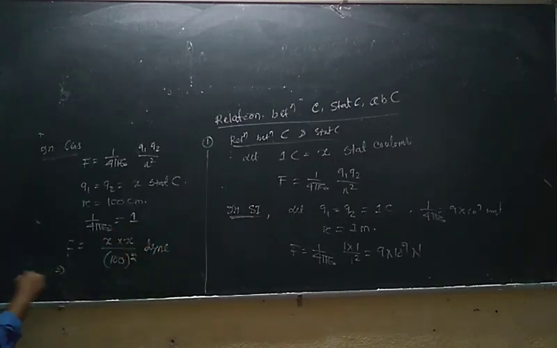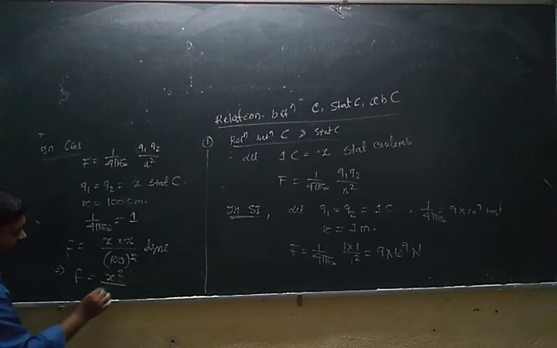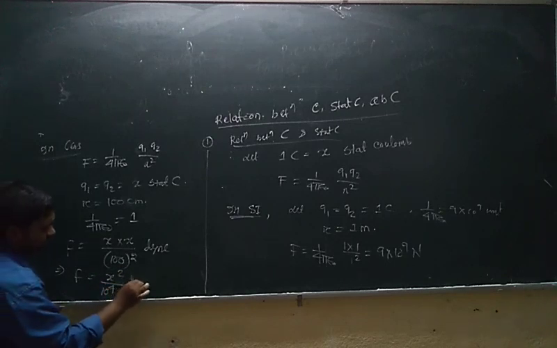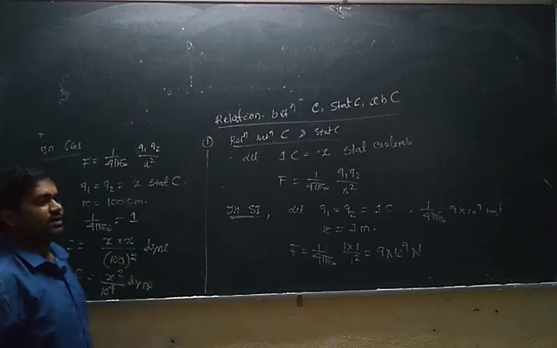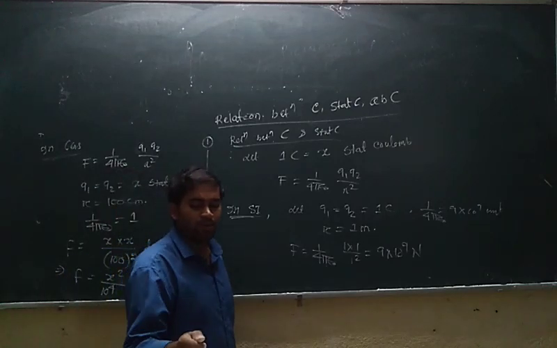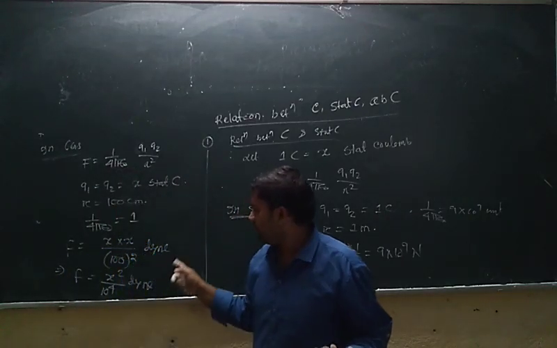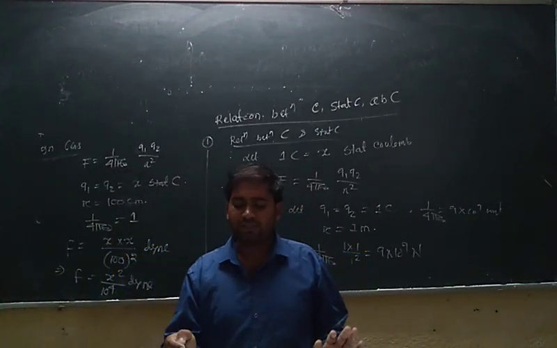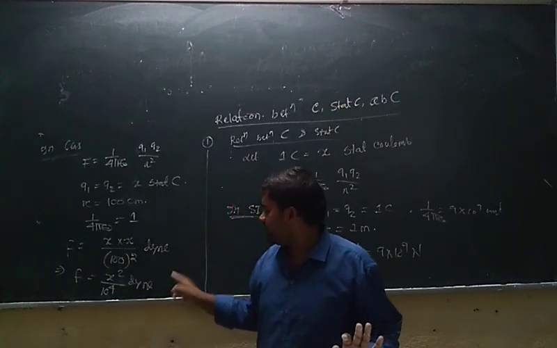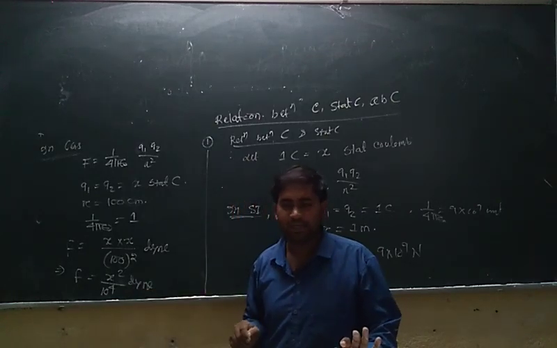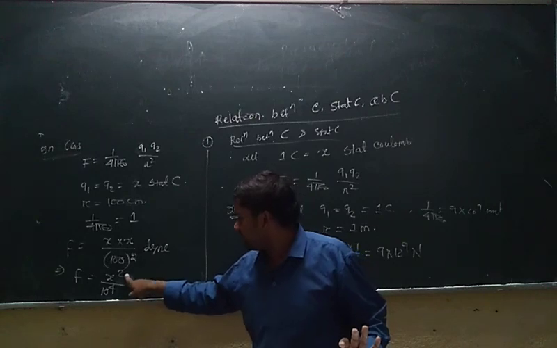Okay, so that implies F equals x square by 10 to the power 4 dyne. Okay, so in CGS system, what will be the value? That will be F equal to x square by 10 to the power 5 dyne. Okay, now let's take its conversion.